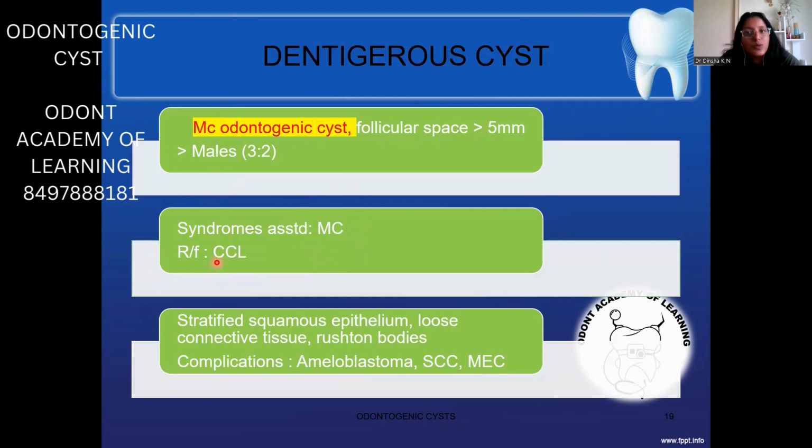Radiographically, we have three types: central, lateral and circumferential. Under histopathology, you see stratified squamous epithelium with loose connective tissue with islands of odontogenic epithelium in it. And the complications are that it can develop into ameloblastoma, SCC, or mucoepidermoid carcinoma.